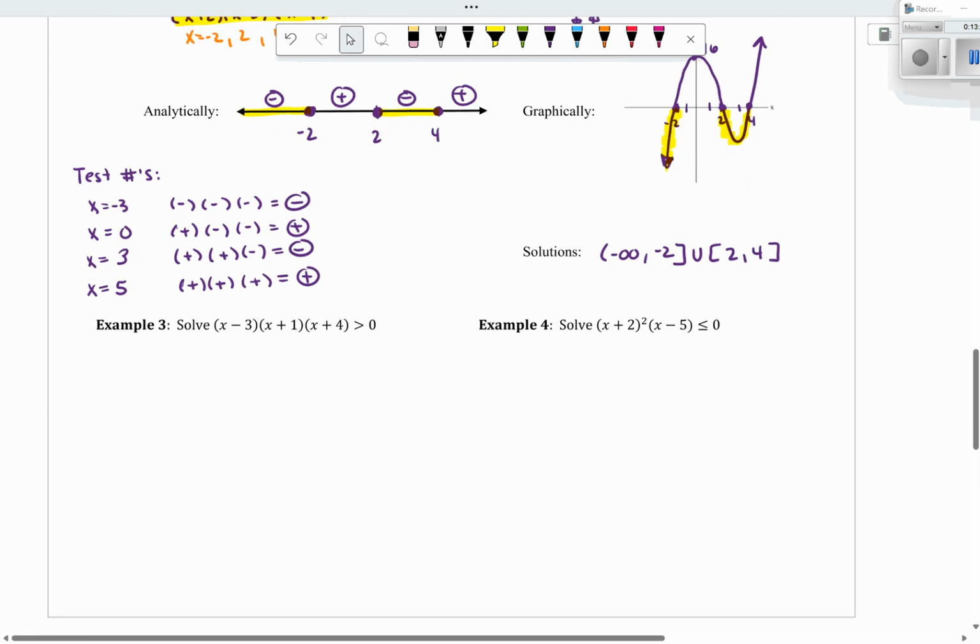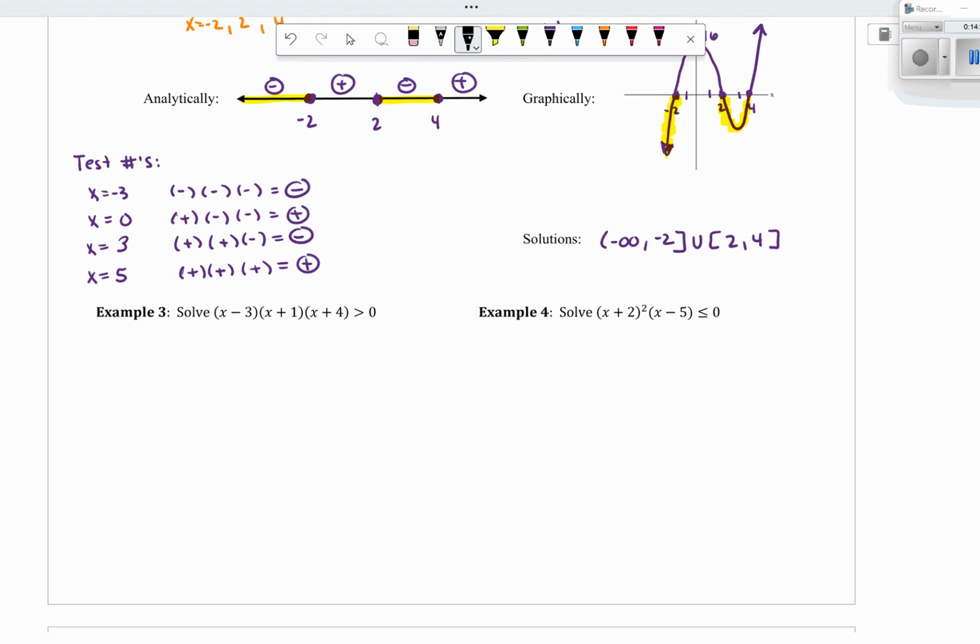All right, let's do 2 more examples. So this is already factored, so that makes it nice and easy. We just need to find our critical points or our zeros. So that would be 3, -1, and -4. So on my number line, -4, -1, and 3. You always want to put those in order of the number line.